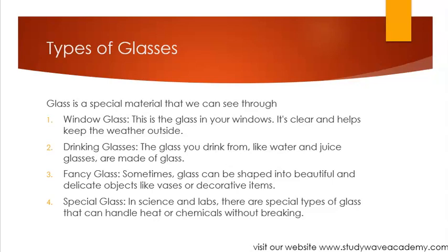One of the types of glasses we have is the window glass. It is clear and helps keep the weather outside. Two, we have drinking glasses. The glass you drink from, like water and juice glasses, are made of glass. So the glass we drink from.